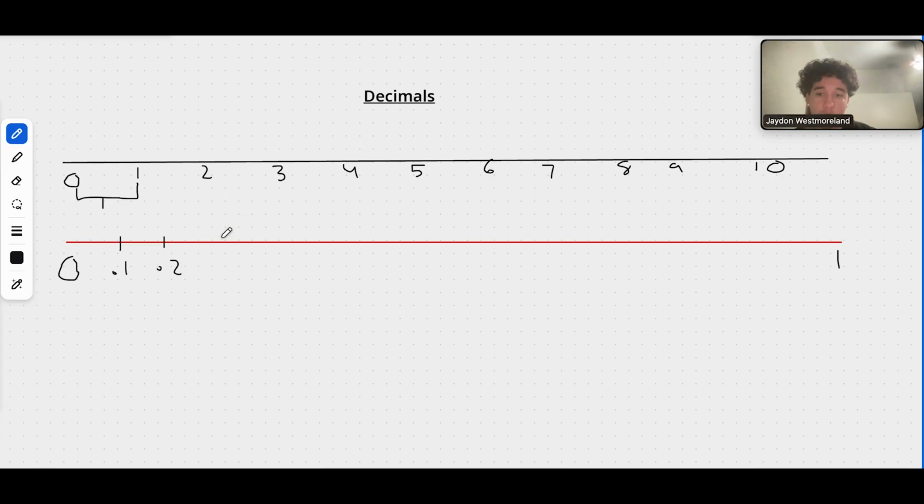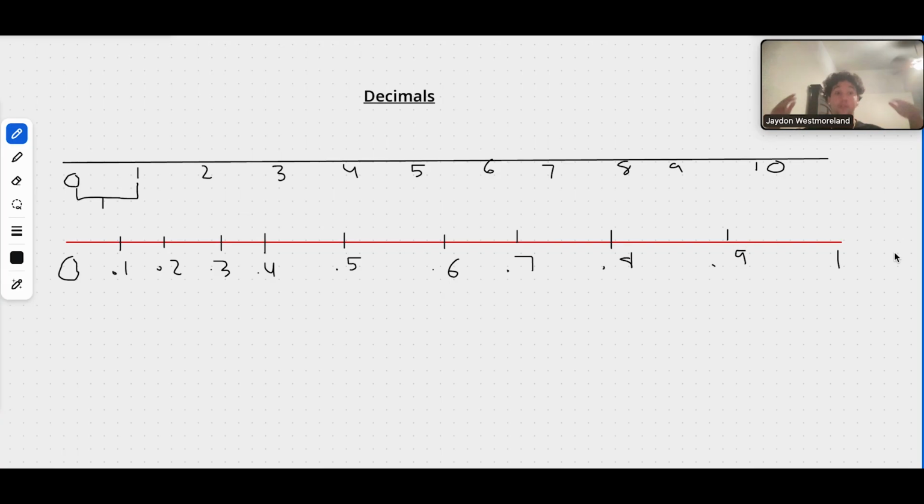0.2, 0.3, 0.4. Oh, I didn't realize how much space I have. Let me just spread it out. 0.5, 0.6, 0.7, 0.8, 0.9, and then 1. It's a number line within the number line.